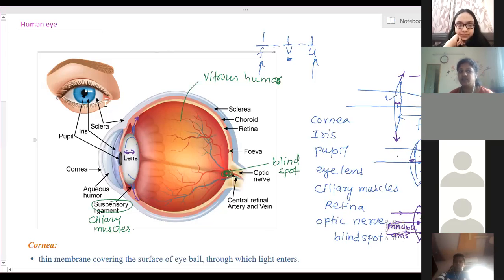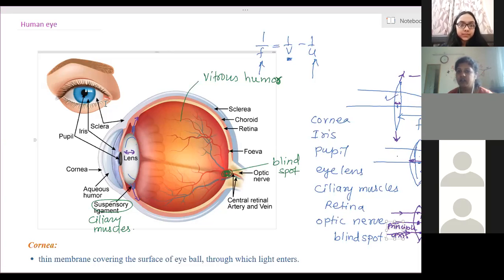So for that, the first part of the eye is the cornea. This diagram is important. The question is asked for 5 marks. Draw the diagram of the eye and write the functions of a few parts that will be given. You have to write the function of those parts. It is always asked. So you have to draw this diagram. It is a compulsory diagram. Every time it will be asked.